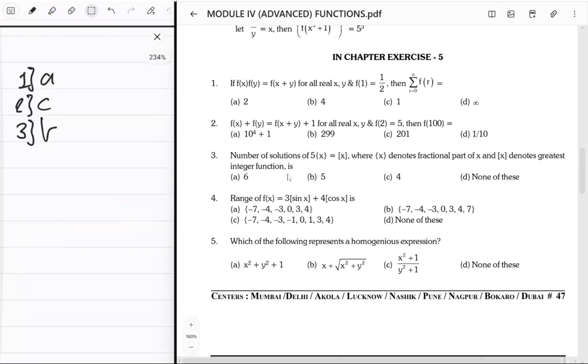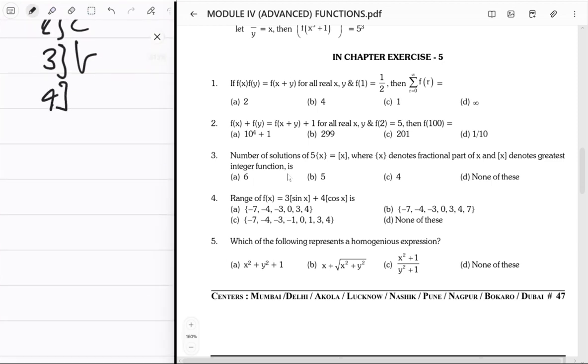Fourth. The range of f(x) is equal to 3. What is this? Are these brackets or the integer part of sin x? No, these are integer parts. Okay, so GIF of sin x plus 4 GIF of cosine x. Well, one thing we know is that the greatest integer functions of sin x and cosine x can only have certain values like -1, 0, and 1. Only those values work.